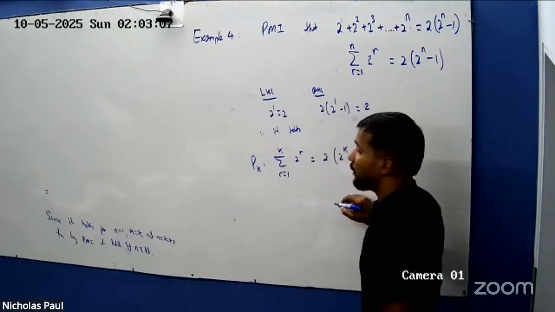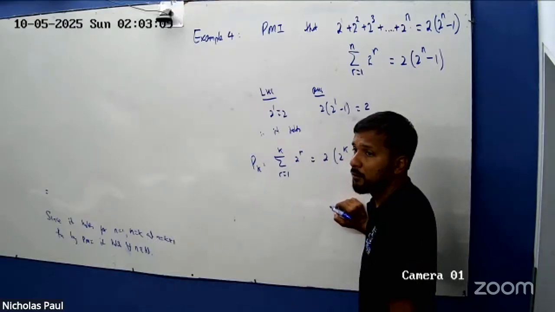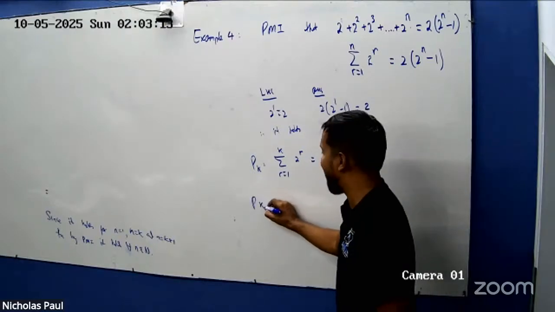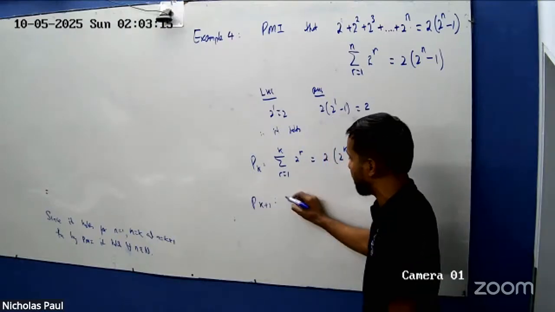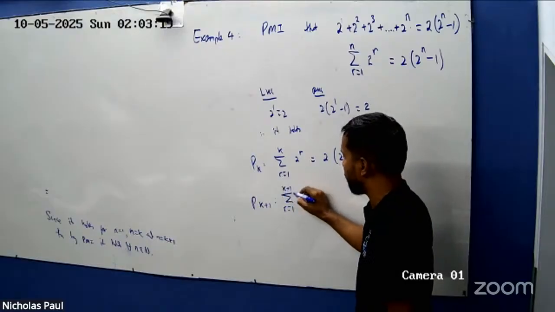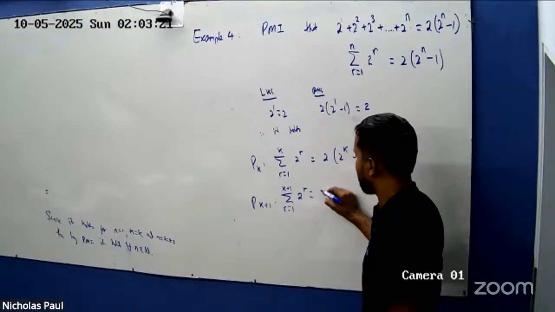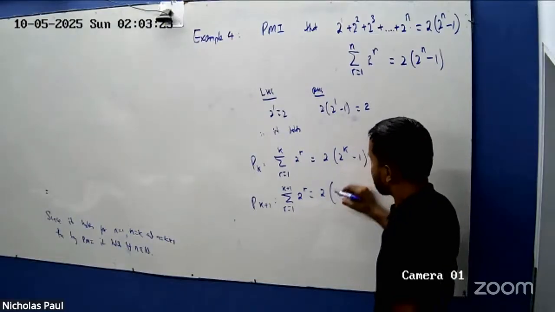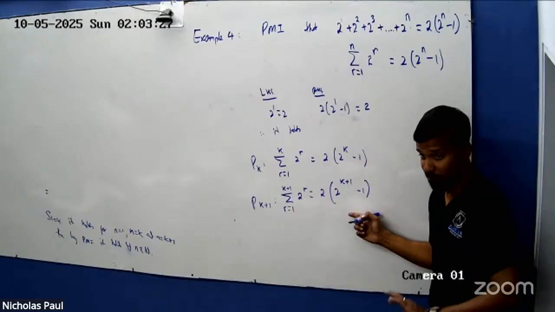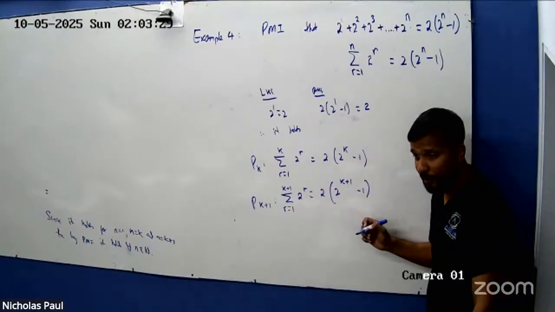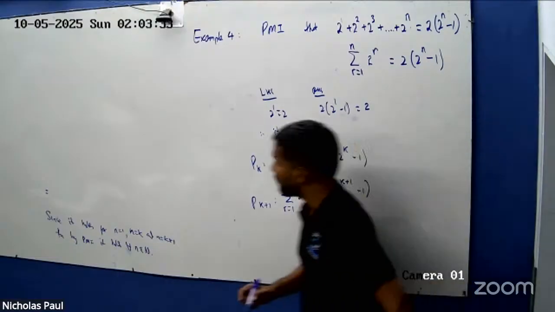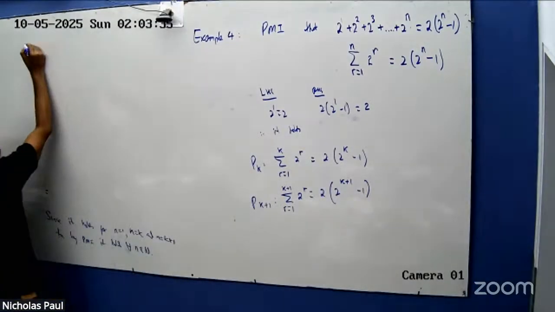Then the P to the k plus 1 statement is what? The summation of r going from 1 to k plus 1 of 2^r is equal to 2. Change this and write k plus 1. So we have to prove this. That's all. You okay with that? Now let's focus on starting here. So let's start right there.